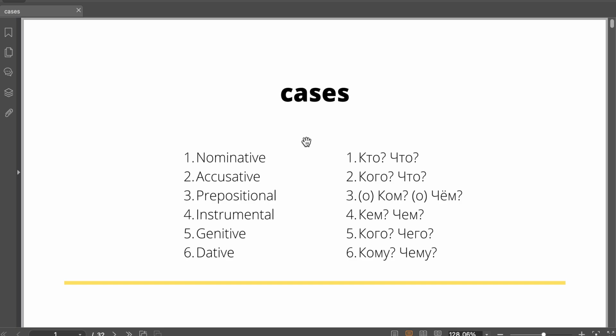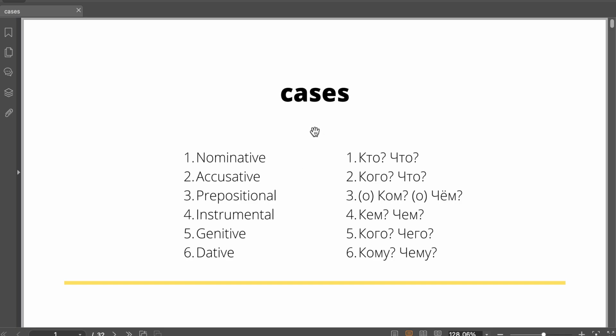So it means, since we have 6 cases, every noun in Russian has 6 different forms. For instance, if we say cat in English, it's always cat. I love my cat. I have a cat. I don't have a cat. We just simply use one word. In Russian, unfortunately, it's not like that. So when it's a different case, it's a different form of the word cat. And it's important to understand that we have 6 possible forms of every single noun in the Russian language.